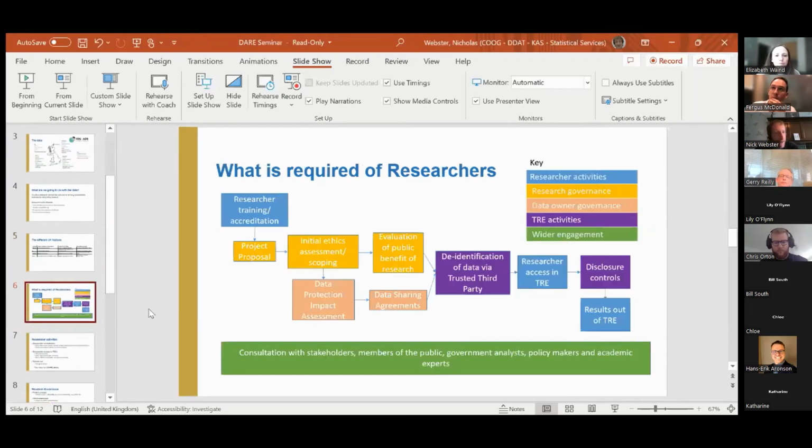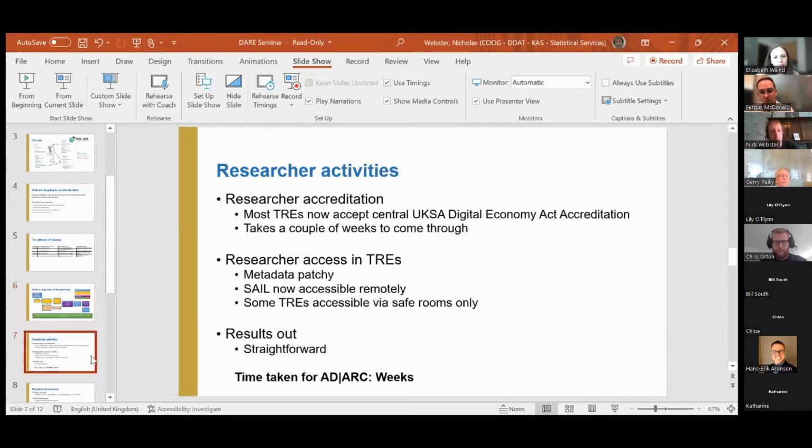I think it does match Bill's to a great extent, but just from a researcher perspective, there's researcher activities, research governance, data owner governance, TRE activities, and then a really important part of this as well is wider engagement with members, people who are in the data, stakeholders, data owners, so that there's a lot of work that goes into accessing data in trusted research environments. So I just want to go through, break it down.